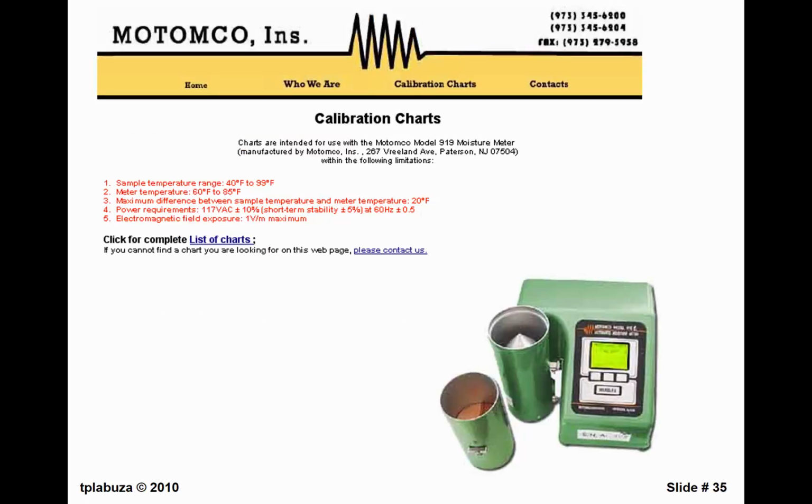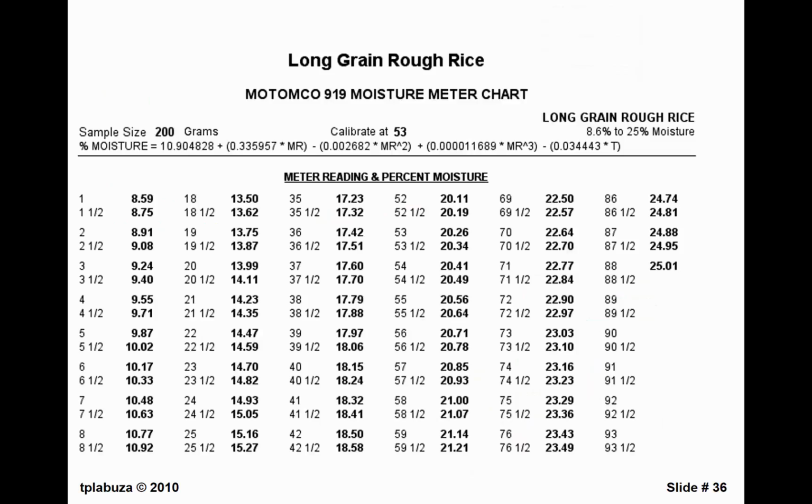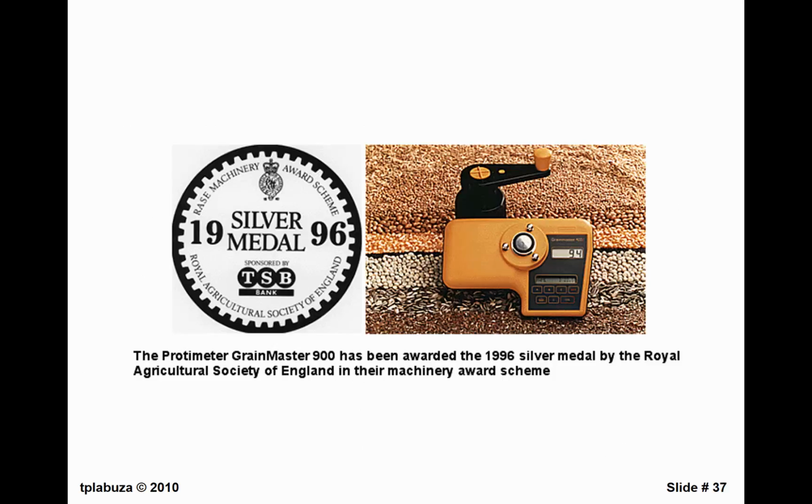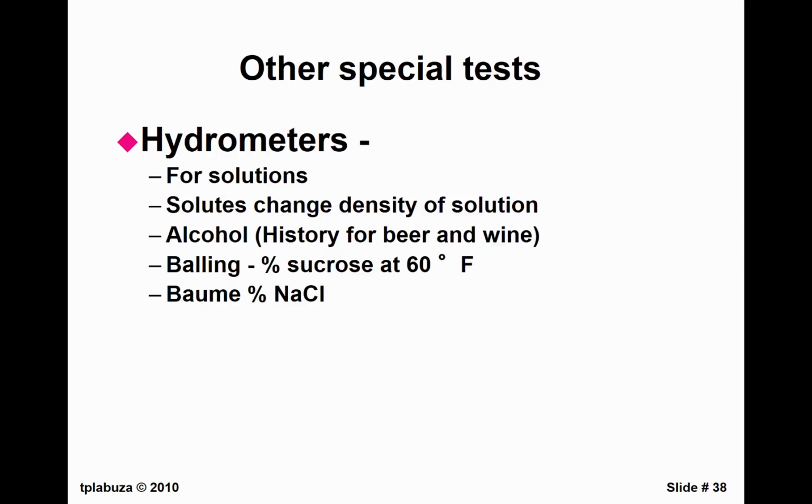This is an automated one. These guys used to carry books around. They would find out first the variety of the grain, then look up the pages for that variety, and then look down columns and tables, and they would get the moisture. Now it's all electronic in a small handheld device, and here are all these readings. There's a very small one that does it, and that one won a silver medal in 1996.